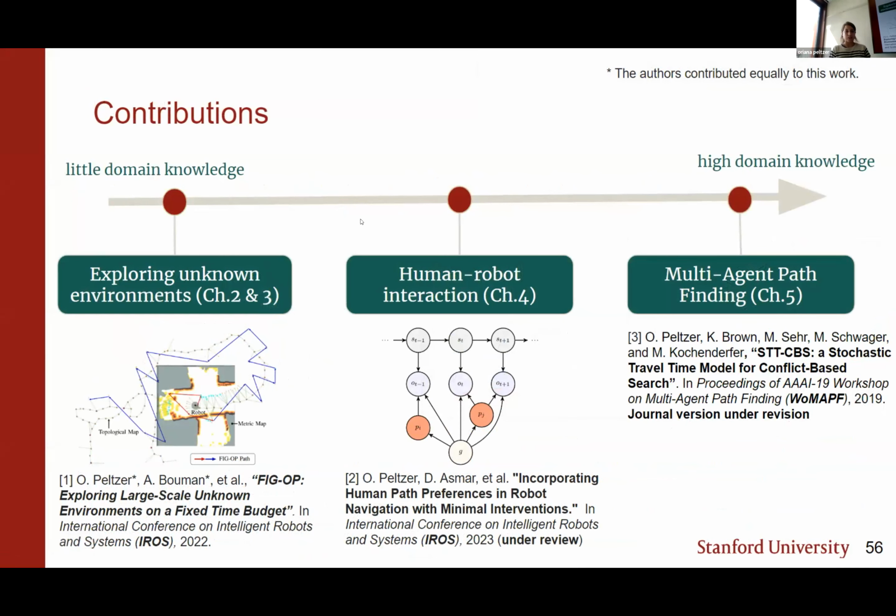So as a conclusion, we first looked at the unknown environment problem. We saw that it was characterized by high amounts of model uncertainty, and we worked on this path planning solution to produce plans that are efficient, despite us not knowing what the environment's going to look like. And then we looked at the application of human-robot interaction, and we're looking for a method to incorporate human path preferences into navigation tasks.